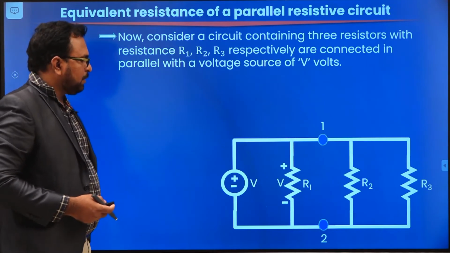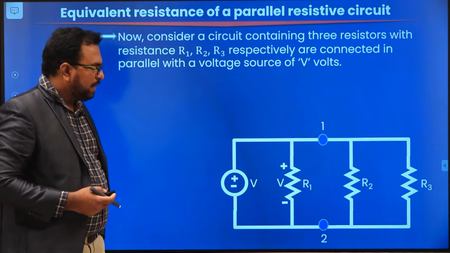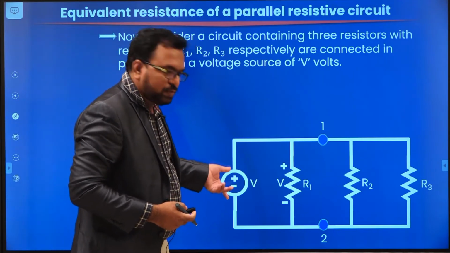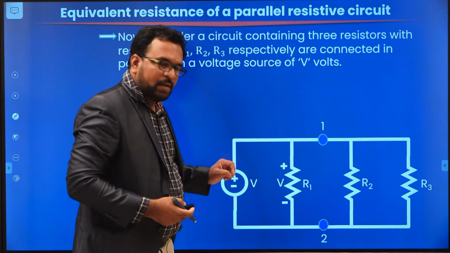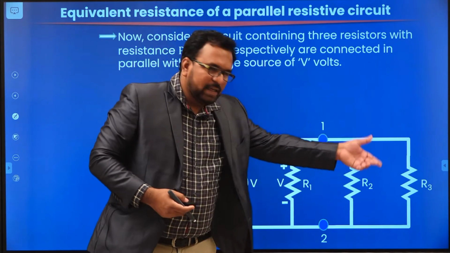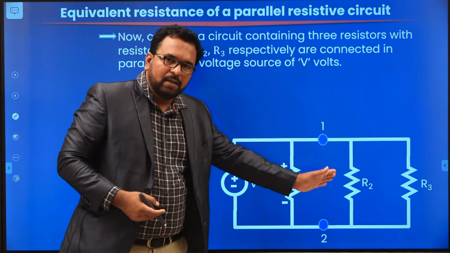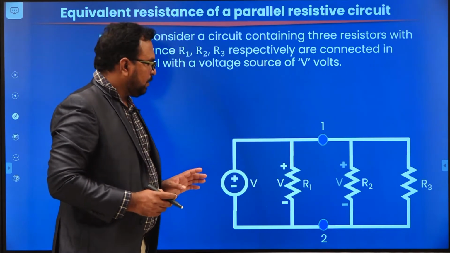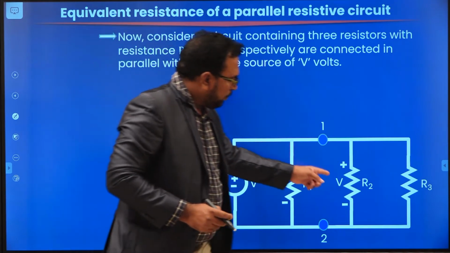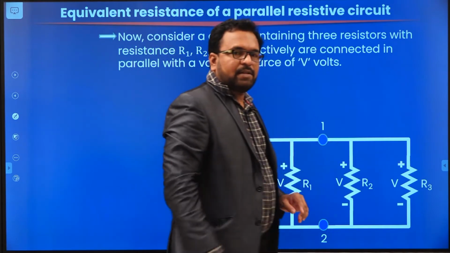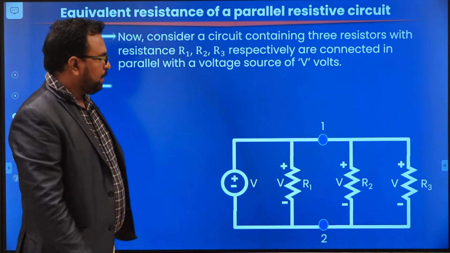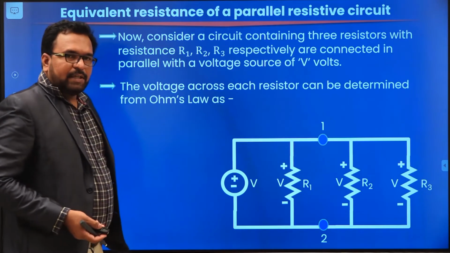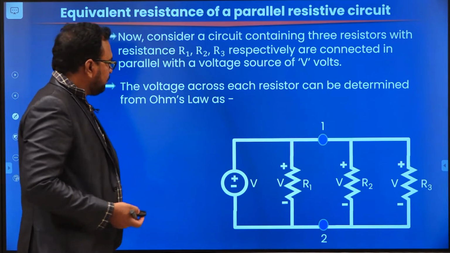Now what is the voltage across each element? What is the voltage we know actually? The source voltage. What is its value? V. The same voltage will appear across all the elements because they are all connected in parallel. In parallel circuits, the voltage remains the same. So the voltage across R1 is V, voltage across R2 is V, voltage across R3 is also V. So the voltage across each resistor can be determined. How will you calculate the voltage across each resistor? Obviously from Ohm's law.